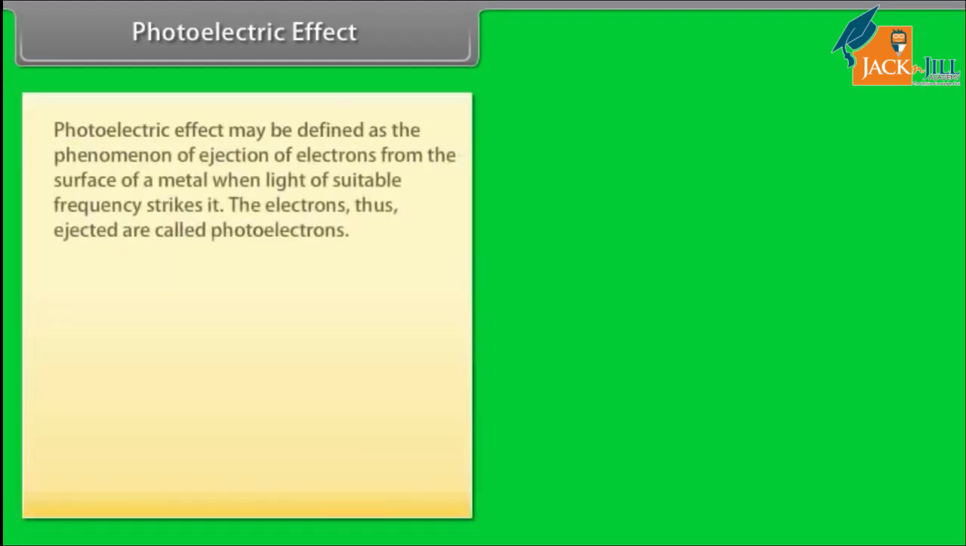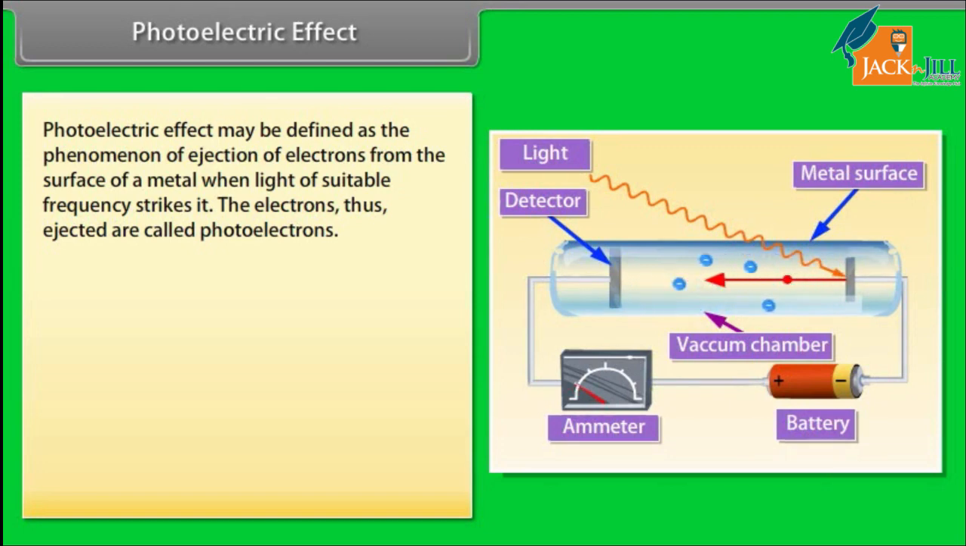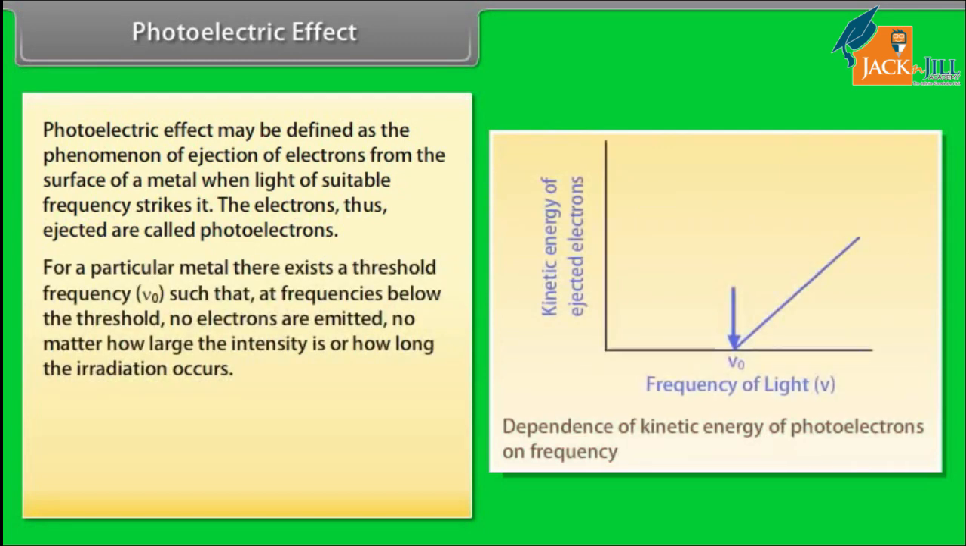Photoelectric effect. Photoelectric effect may be defined as the phenomenon of ejection of electrons from the surface of a metal when light of suitable frequency strikes it. The electrons thus ejected are called photoelectrons. When light of particular frequency strikes the metal surface, electrons are ejected, which are detected by the detector. For a particular metal, there exists a threshold frequency nu naught, such that at frequencies below the threshold, no electrons are emitted, no matter how large the intensity is or how long the radiation occurs.